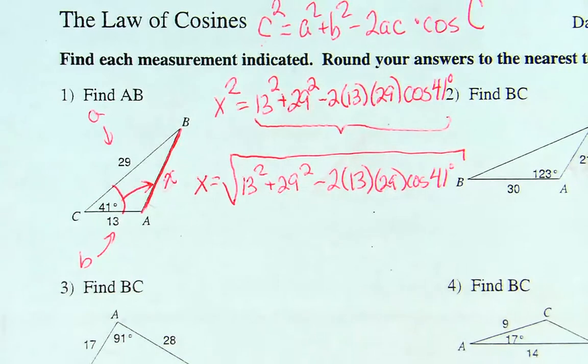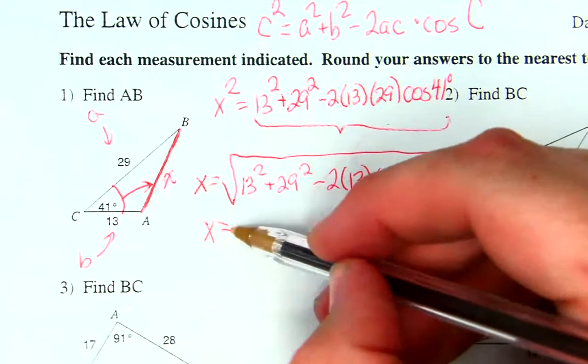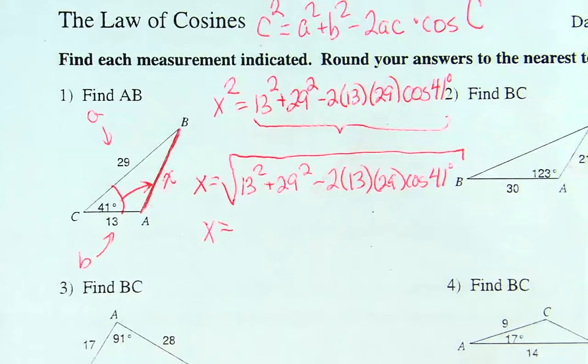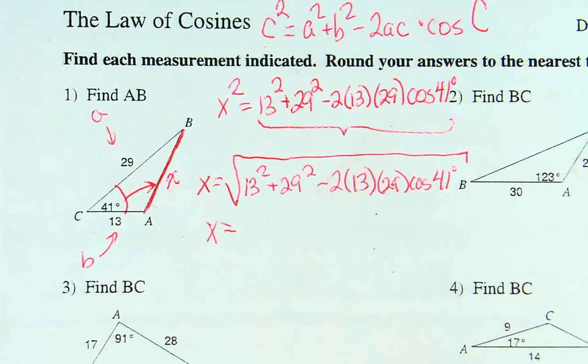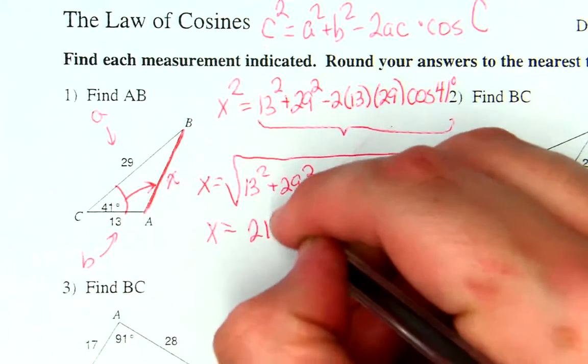And like I said, I don't have my calculator with me, but let's see if I can figure something out of here. Alright. I need 13 squared plus 29 squared minus 2 times 13 times 29 times cosine of 41 degrees. I got 20.9988, so if I want to go to the nearest tenth, it's going to round up to 21.0.